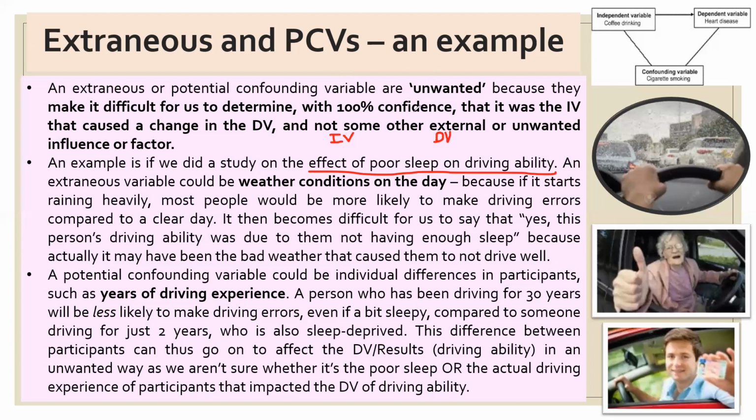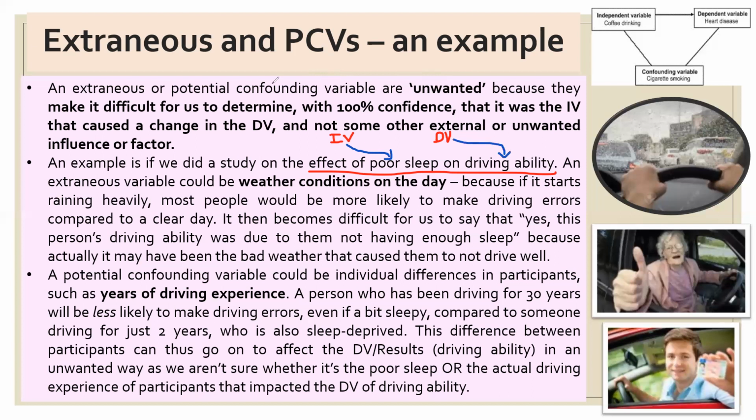Yeah, the amount of sleep or the quality of sleep. So whether someone got poor sleep or good quality sleep. That's the IV. The DV is the behavior or the ability or the skill or the phenomena that we're measuring for change. So obviously the DV is going to be the driving ability.